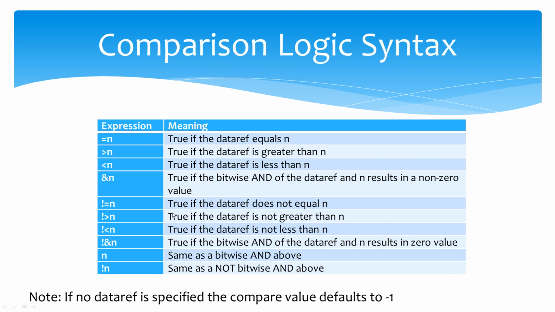Okay? Not equal, so I can invert the logic by putting an exclamation mark in front of it. So in this case, I'm comparing the data ref value to n, and if they are not equal, then it will evaluate to true. Same is true with not greater than, not less than, not and. And there's sort of a shortcut here. If I just put in a number or a not number, that's the same as doing a bitwise AND operation.